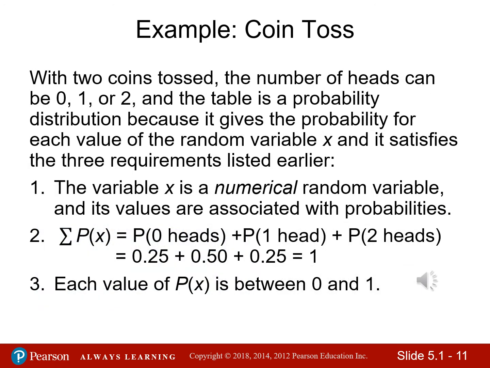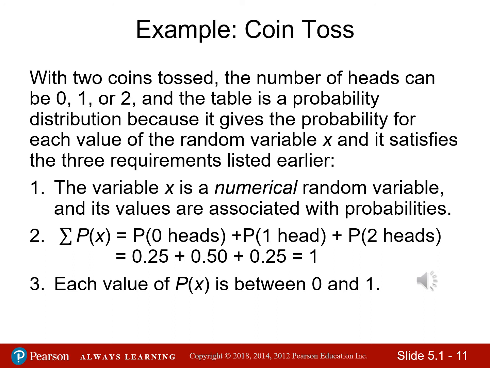With the 2 coins tossed, the number of heads can be either 0, 1, or 2 heads, and the table is the probability distribution because it gives the probability for each value of the random variable x, and it satisfies the 3 requirements we mentioned earlier. The first requirement is that the variable x is a numerical variable, and it is associated with probabilities.